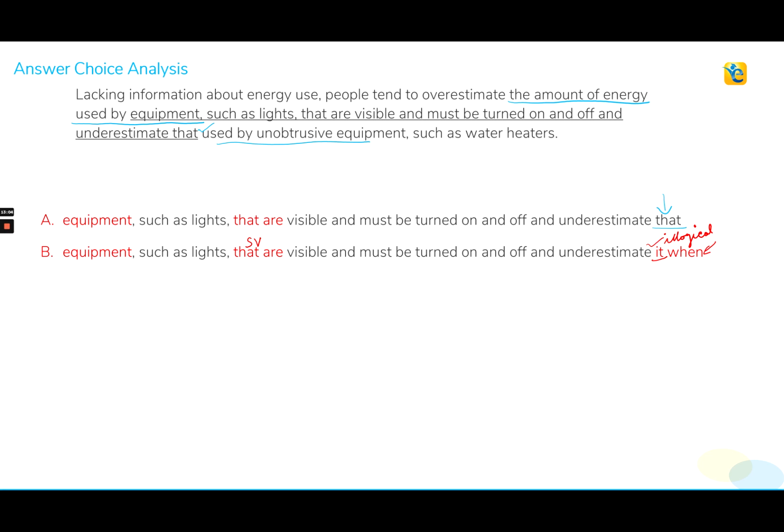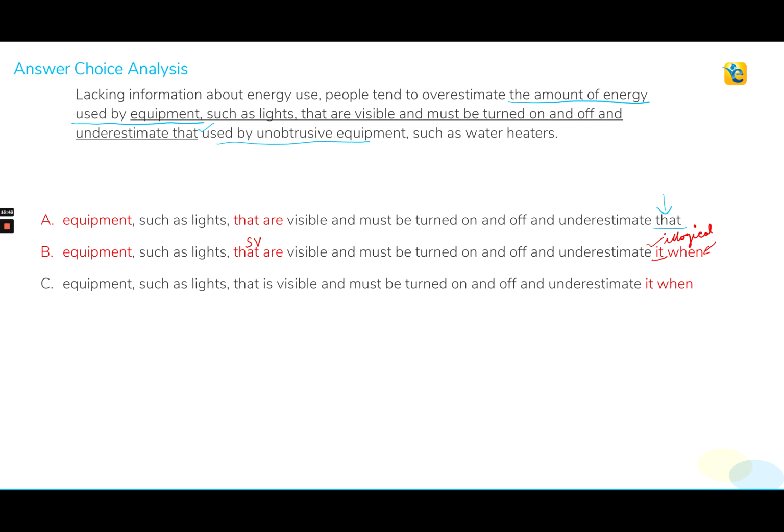Right? So this is an absolutely illogical meaning, because we are not talking about any specific condition or any specific time of that action of underestimating here. The sentence is presenting general information: generally people overestimate the amount of energy used by certain equipment, and they underestimate the amount of energy used by certain other equipment. So the use of "when" is absolutely wrong, because it presents a very specific timing of the action of underestimation, which is absolutely wrong.